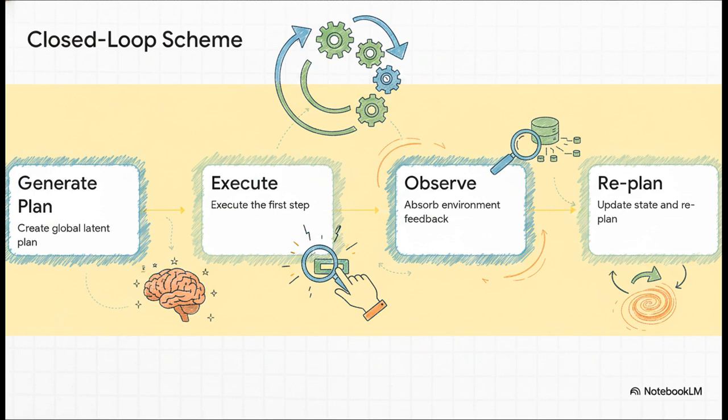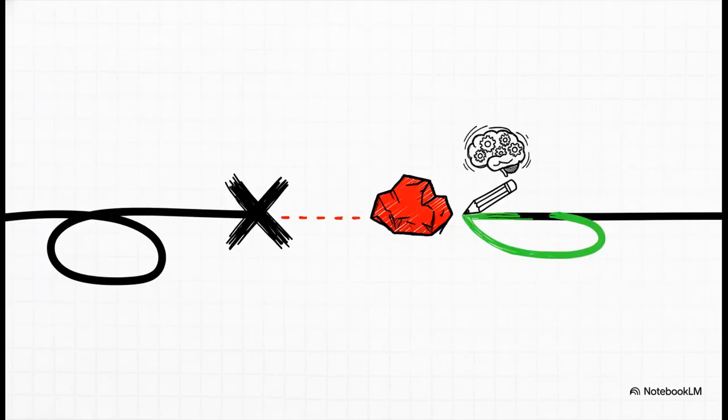It generates the global latent plan, sure, but it only executes the first step. Then it actively absorbs real-world environmental feedback, like a database actually returning a specific query result. Finally, it deterministically updates the context state and replans the rest of the trajectory. The researchers formalize this as a receding horizon generator.